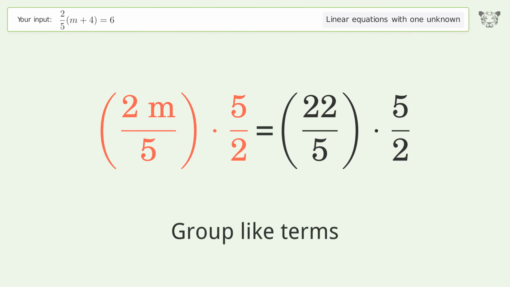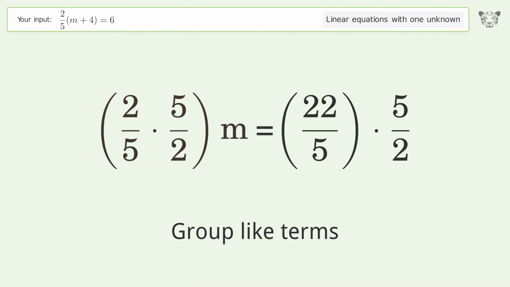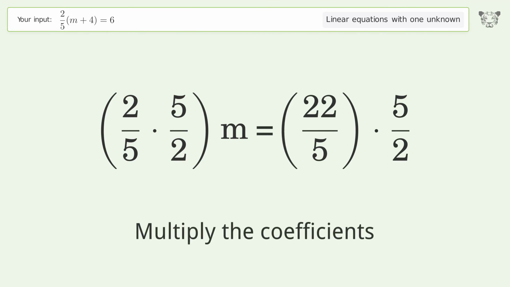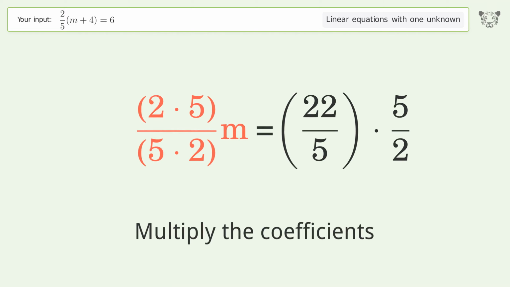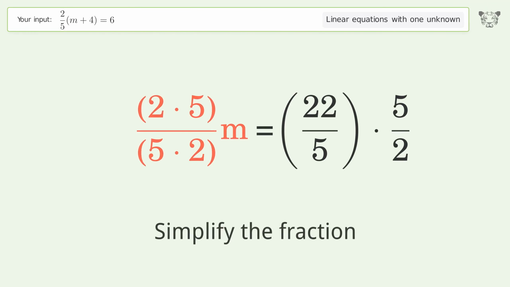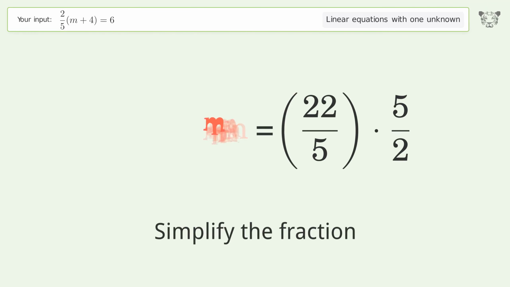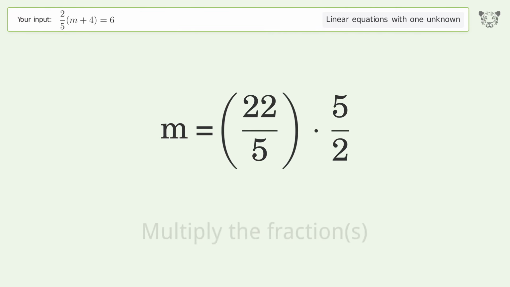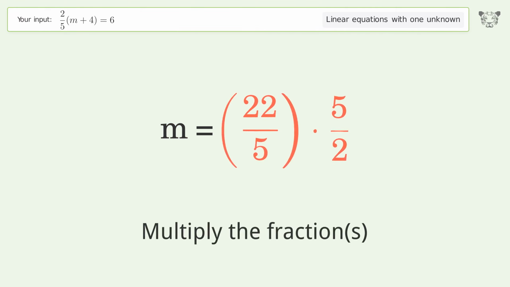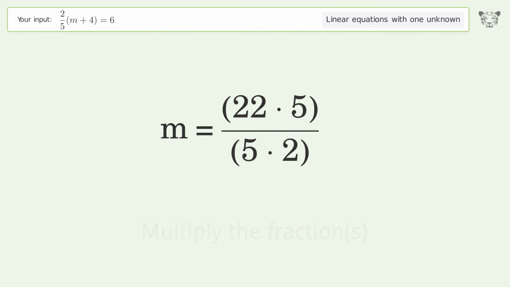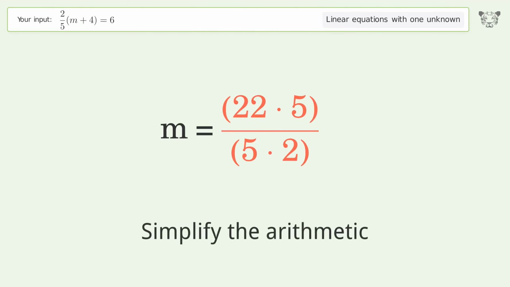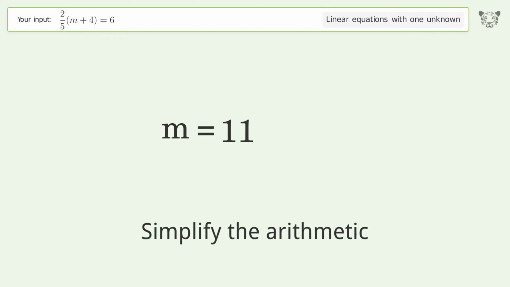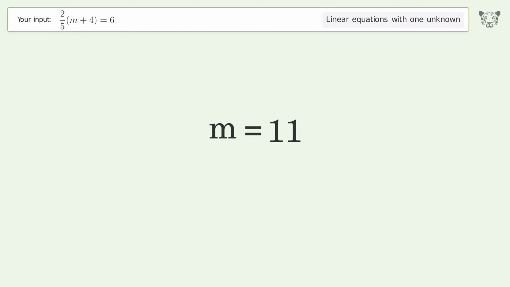Group like terms. Multiply the coefficients. Simplify the fraction. Multiply the fractions. Simplify the arithmetic. And so the final result is m equals 11.